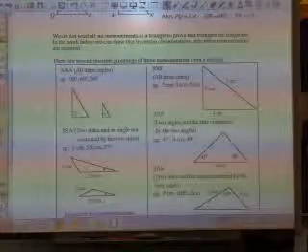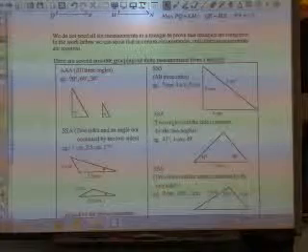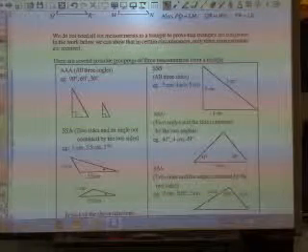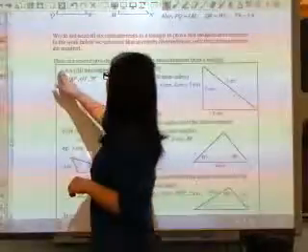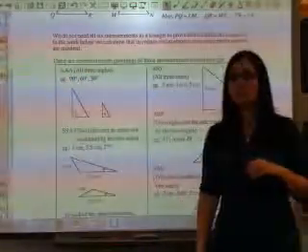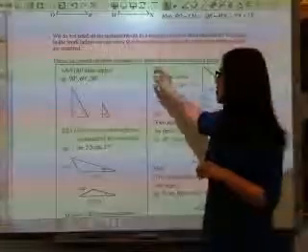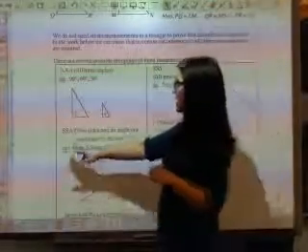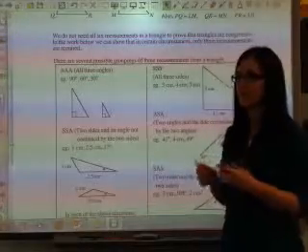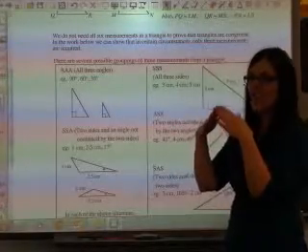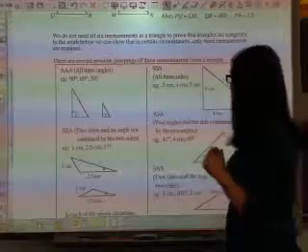Now, do we need all 6 measurements to show that two triangles are congruent to each other? There are different possibilities. I could give you all 3 angles. I could give you all 3 sides. I could give you 2 sides and an angle that's not contained. So not contained means it doesn't come between the 2 sides.